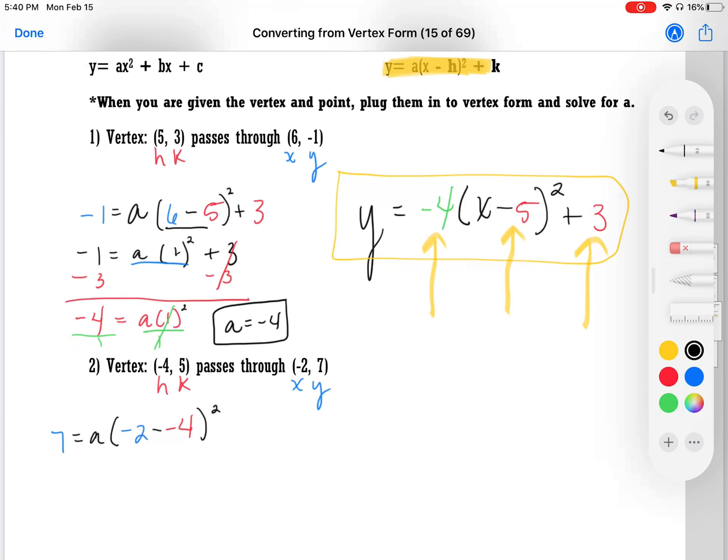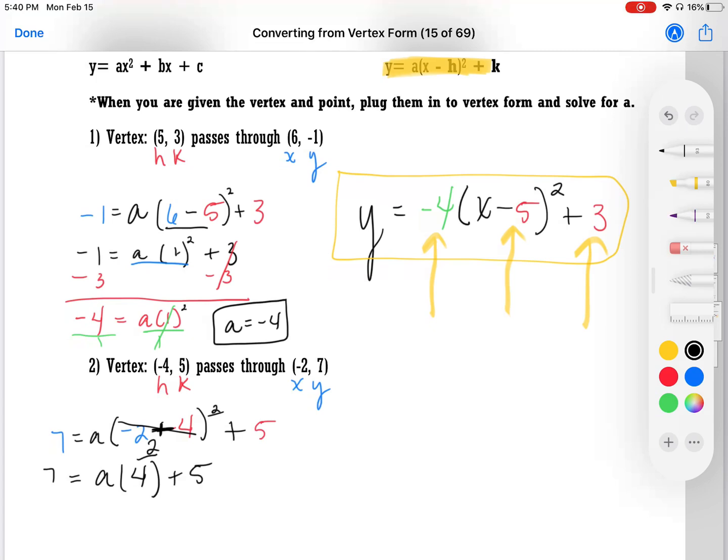So vertex form, Y equals A, open parentheses, X minus my H value, close parentheses, squared, plus K. My K is the number 5. So now I clean it up. 7 equals, no clue what A is, so I put an A there. Let's make these all the same color. Open parentheses. Minus negative is the same as a plus. -2 plus 4 is the number 2. 2 raised to the second power is 2 times 2, which is a 4. And then there's a plus 5 in the back.